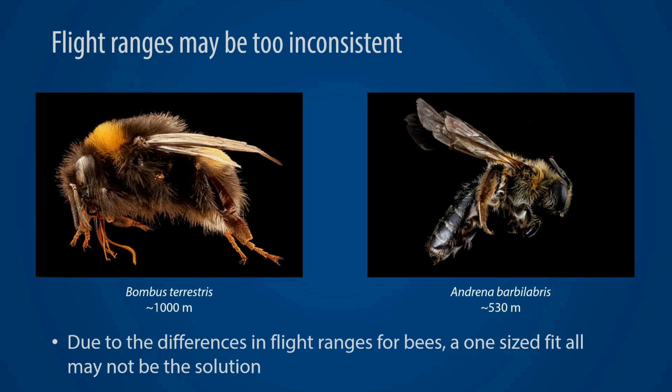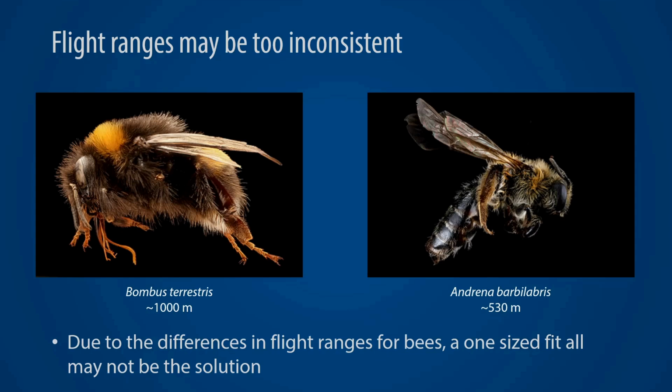Here I have two bees with an estimate of their flight range. On the left is a Bombus species that can go around 1,000 or so meters, excuse me. On the right is an Andrena species that can fly around 500 meters. As you can see, those are two very different flight ranges. And while you may not necessarily have these exact two species in your study, the common trend is that bees have a very diverse flight range. So generally speaking, you will have two bees in the same study that have very different flight ranges.